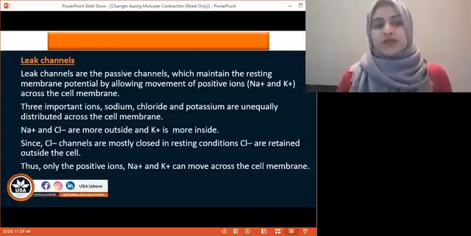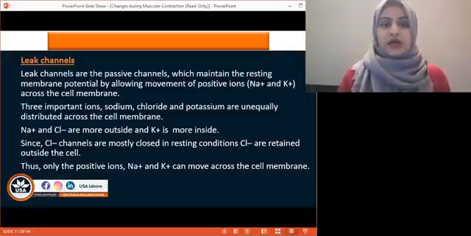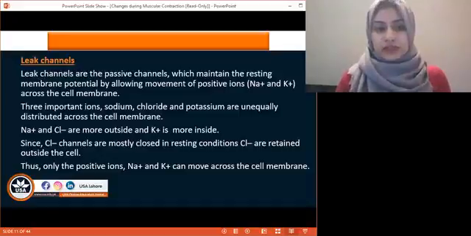At this moment, we are talking about the leak channels, which allow free movement of sodium, potassium, and chloride. Sodium and chloride usually remain outside, and potassium usually remains inside. When we specifically talk about the resting conditions, chloride is retained outside because its channels are mostly closed.